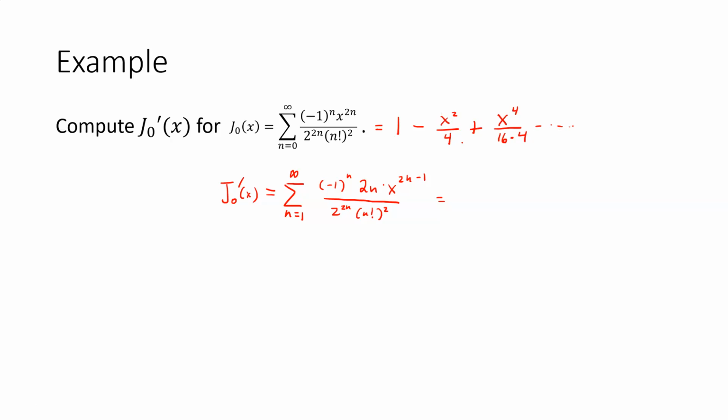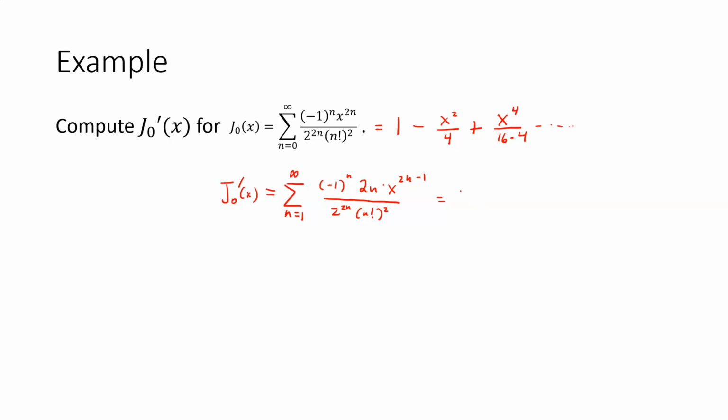Anyway, just looking at those three terms, we can easily take their derivative and compare that with the three terms that we get here. Notice that the derivative of the first term is 0, so we don't need to include that. And that's exactly why we're starting at n equals 1 instead. So now the first term of this series will be the derivative of negative x squared over 4. So when n equals 1, let's see what we get.